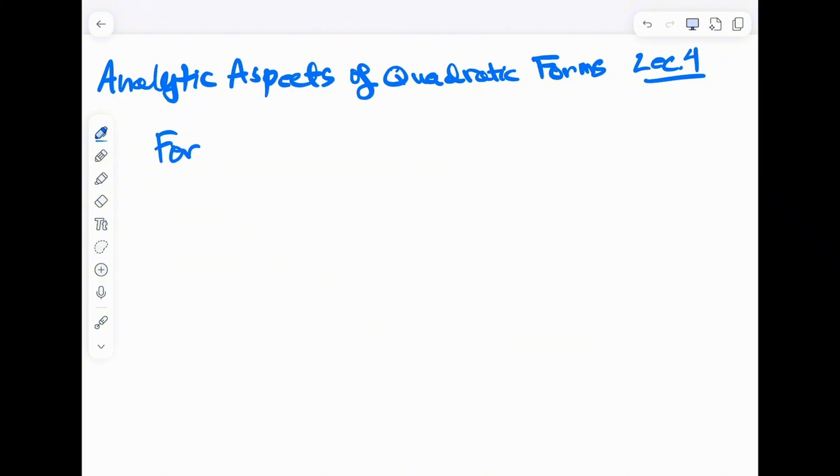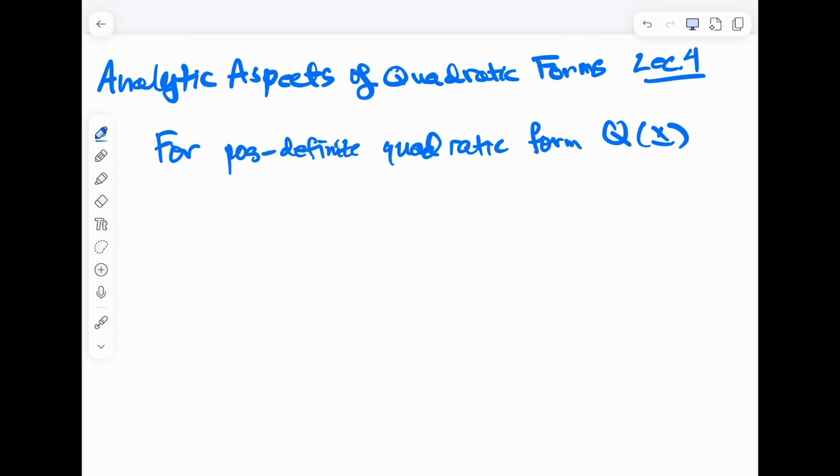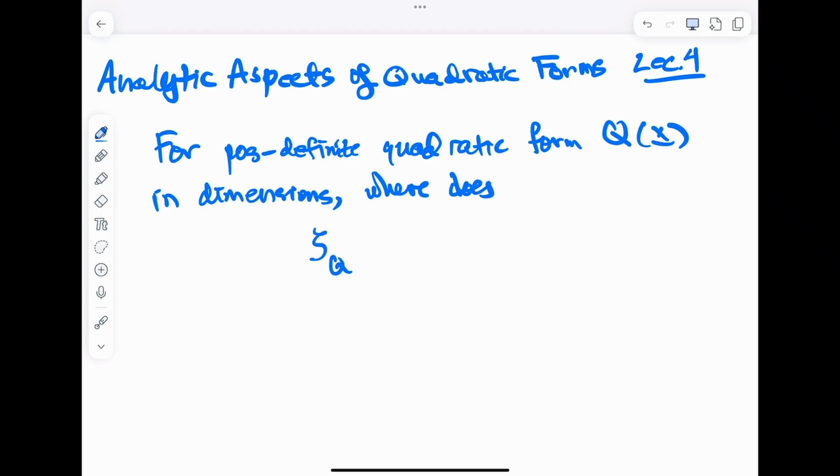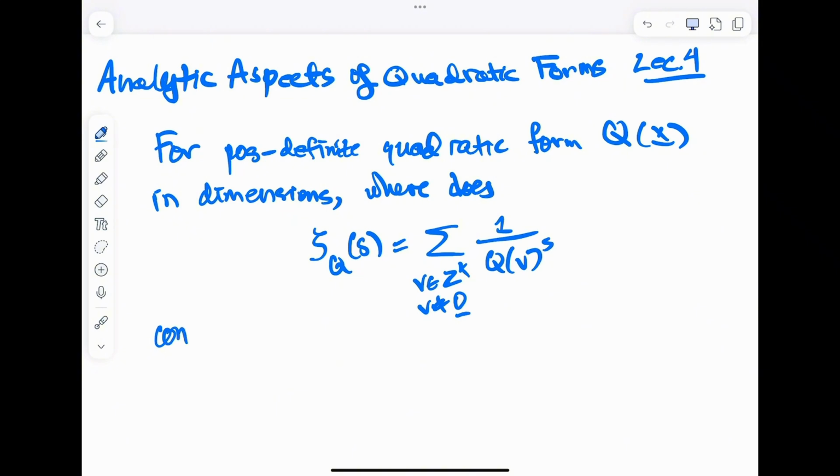Okay, so if we have a positive definite quadratic form, we'll call it Q of x, in dimension k, meaning it has k variables. Where does the series actually converge? If I sum over all points in the integral lattice, so where does this converge?